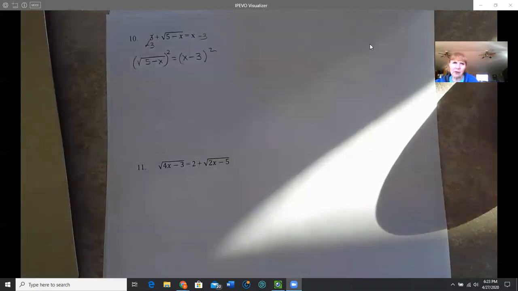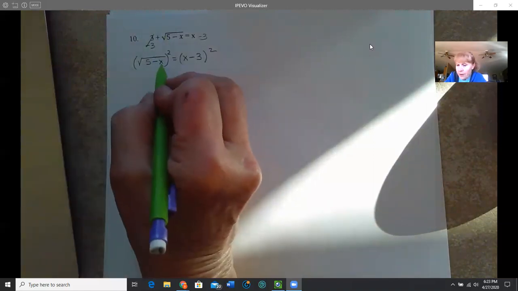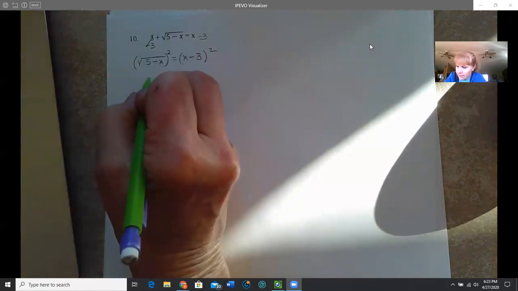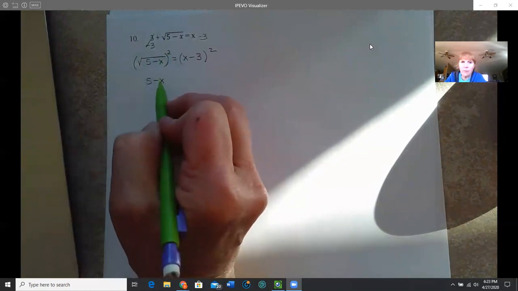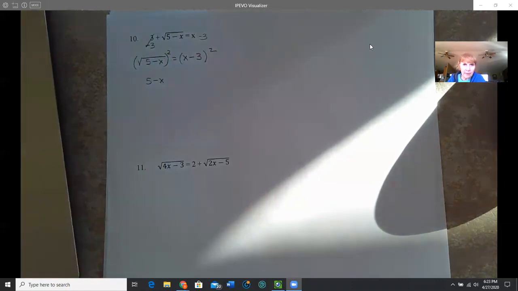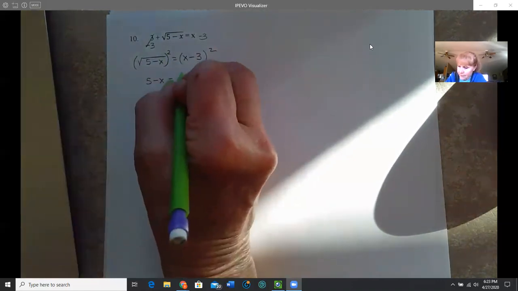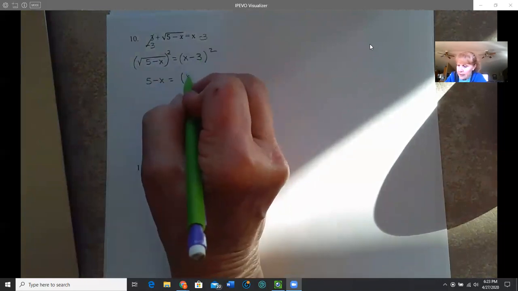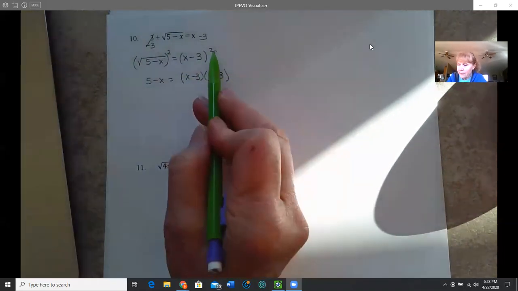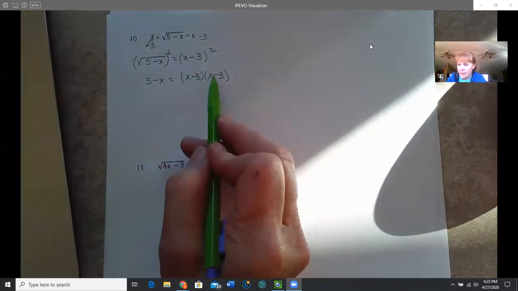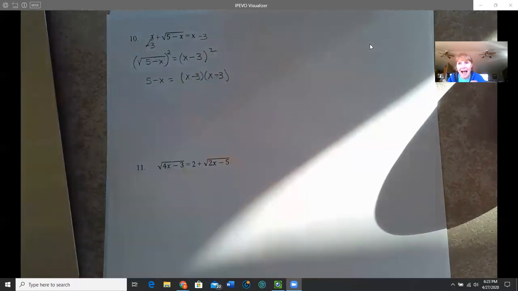This goes back to your chapters 5 and 6, the FOIL method. So when I square the left, I end up with 5 minus x. If you square a square root, you end up with 5 minus x. They cancel out. But this right here is x minus 3 times x minus 3. When you have 2 of them, rewrite them and use the FOIL method. Do not put x squared minus 9 and be done, because that's not correct.